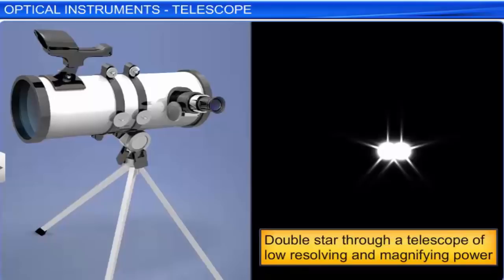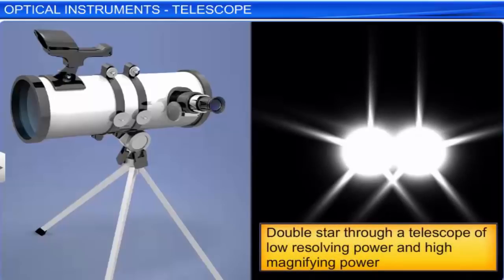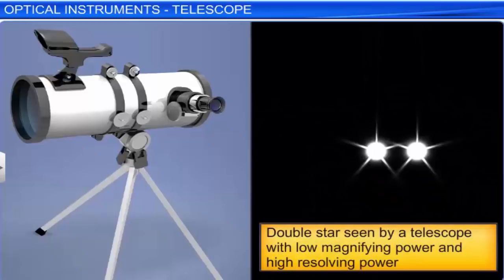If we use an astronomical telescope with a low resolving power but with a high magnifying power, the final image of the double star system is as shown. We observe that the image is well magnified but not well resolved. If we use an astronomical telescope with a low magnifying power but with a high resolving power, the final image of the double star system is as shown. We observe that the image is well resolved but not well magnified.